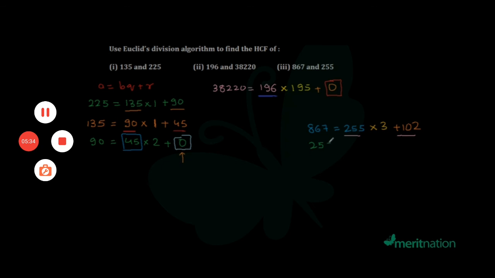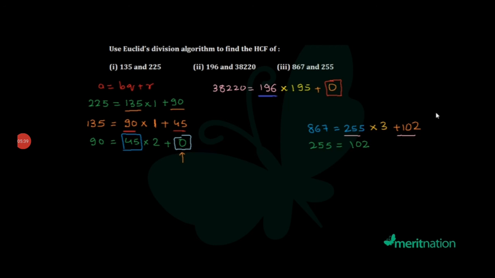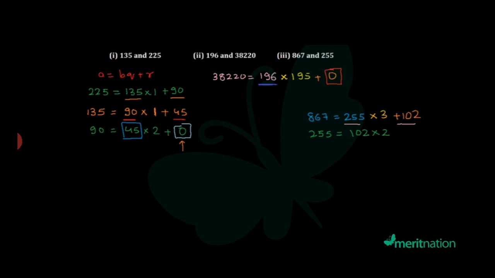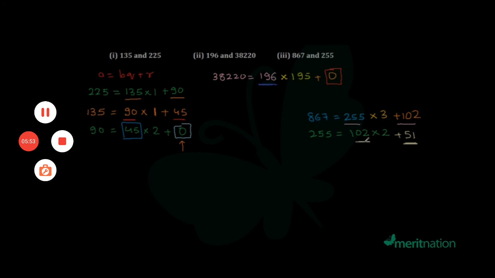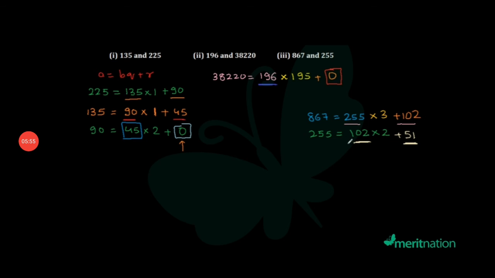Now 255 will get divided by 102. 102 will go into 255 2 times, just 2 times, and giving back the remainder 51. So we don't stop here because the remainder is non-zero. We continue with the following divisor and remainder. Now they become the new dividend and divisor. So 51 will go into 102 how many times? Yes, exactly. Perfectly 2 times, isn't it? Giving you back the remainder 0.